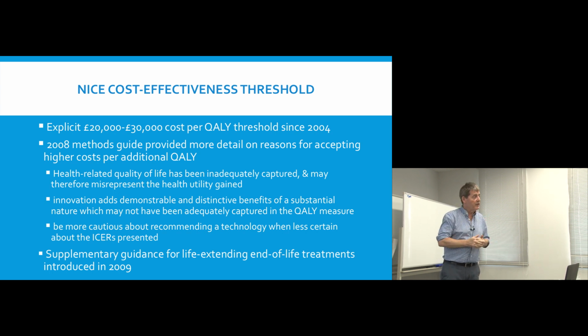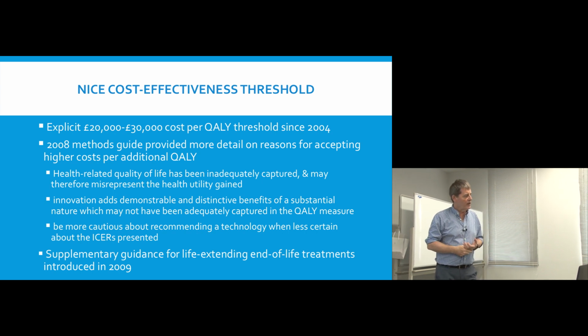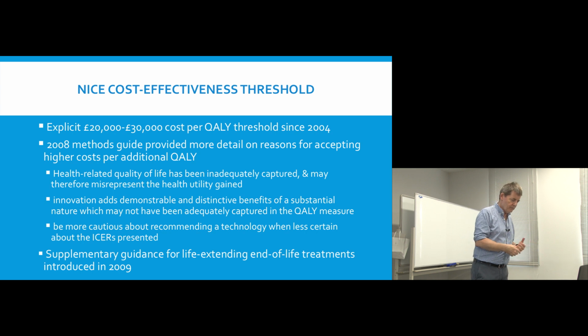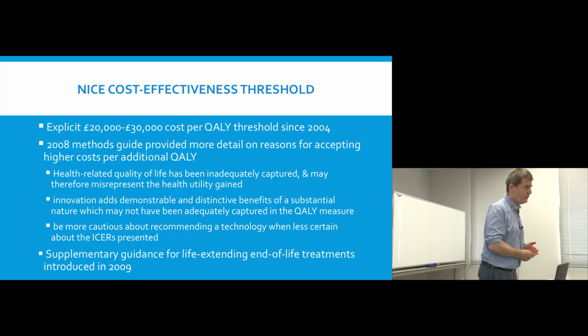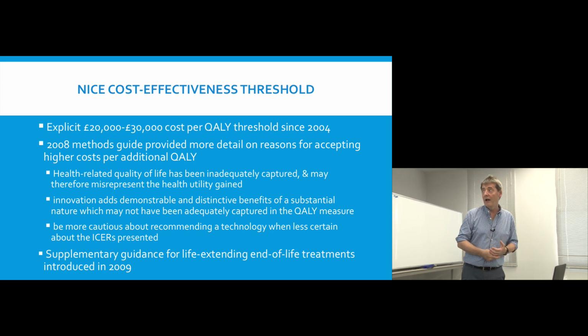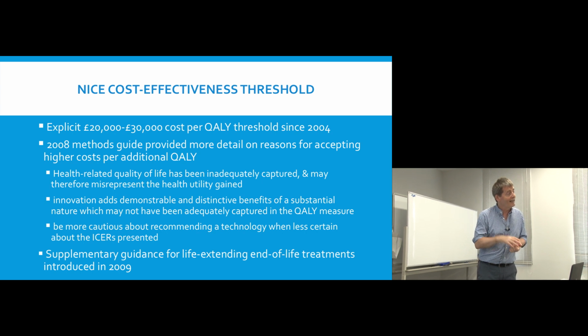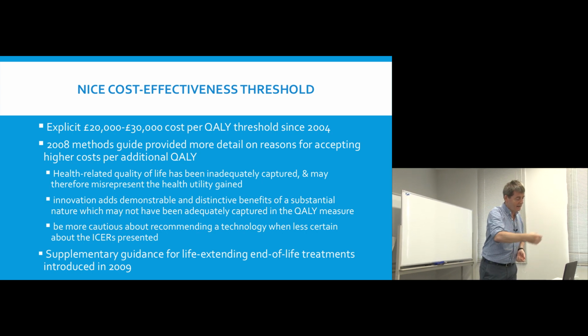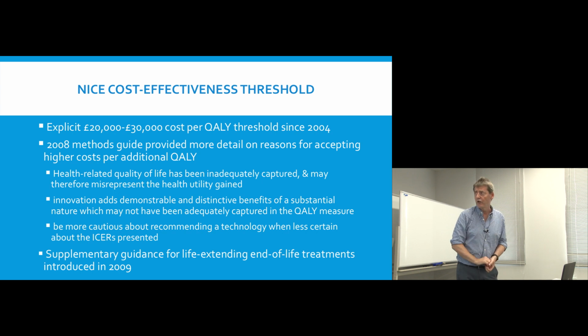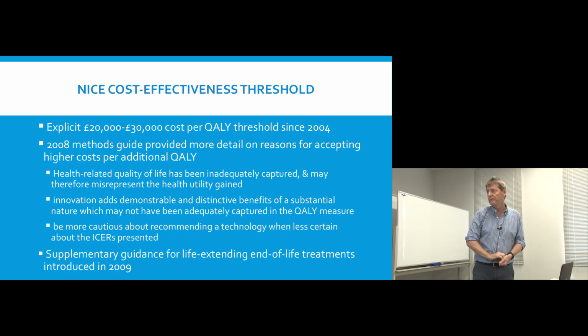And that's one reason why committees might be willing to pay a bit more than the threshold value. The other situation is where the evidence is a bit poorer and the uncertainties are greater. In that sort of situation, perhaps a committee will be less likely to recommend a particular technology at any particular cost threshold.